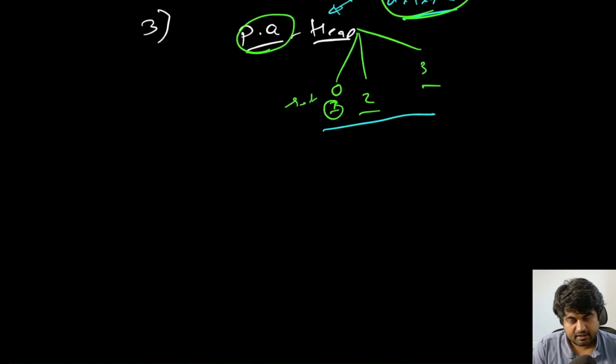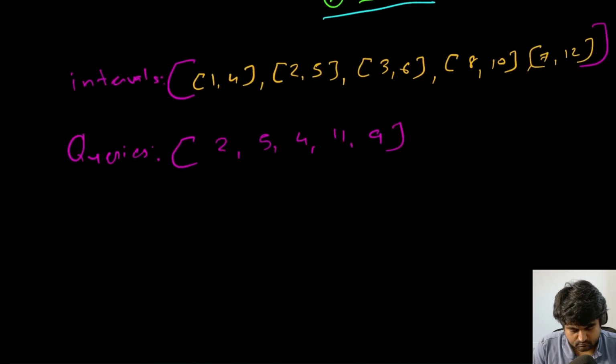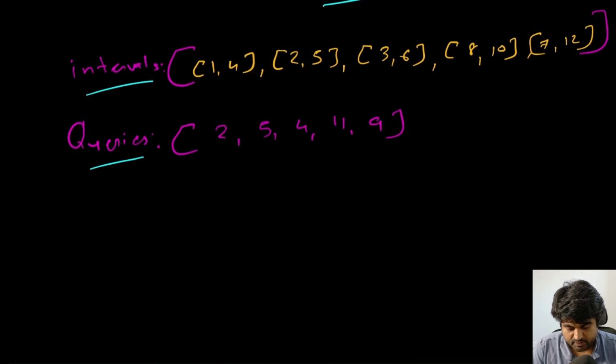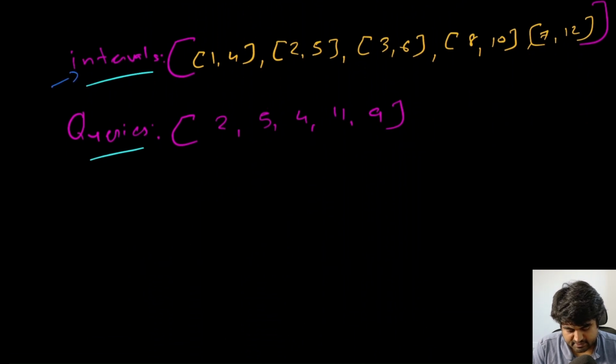Now let me give you an example and we'll do a quick walkthrough. Okay, so let's say that this is the list of intervals we are given, this is the list of queries we are given. Now first thing we'll need to do is sort intervals and sort queries. So let's quickly do that.